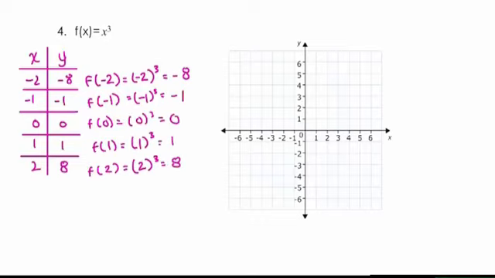Now that we have our list of values, we can graph it. So we're going to start at -2, -8, which is off my graph, but it looks like it's about right here. -1, -1; 0, 0; 1, 1; and then 2, 8, which is also good right there. My best way to describe how this looks when it's graphed is like a little S. So this is what that function looks like graphed.